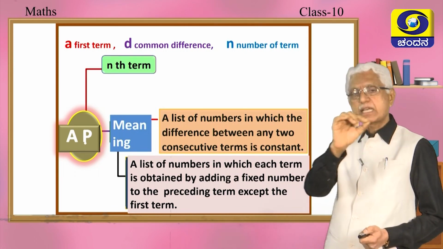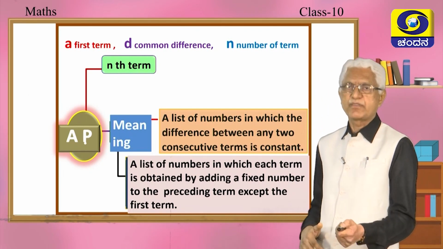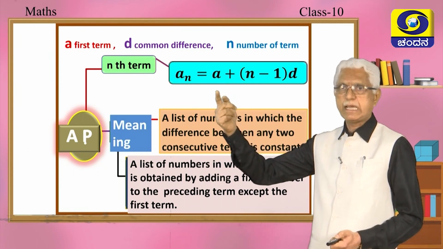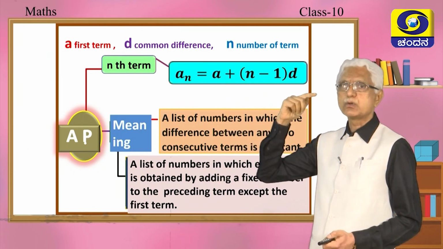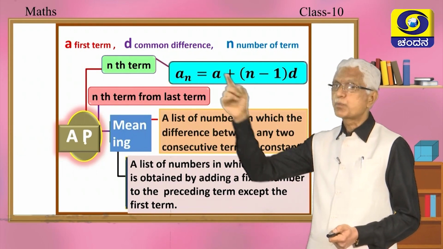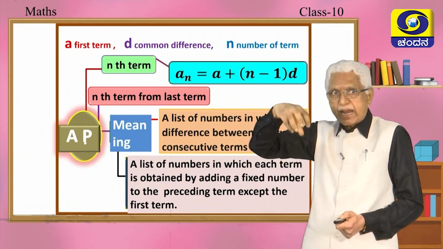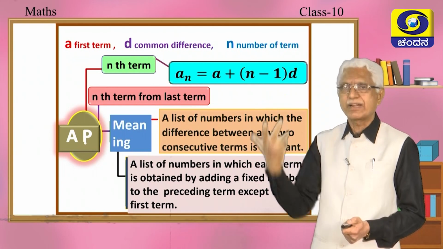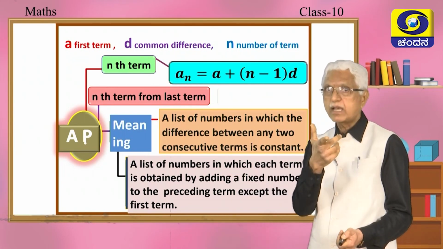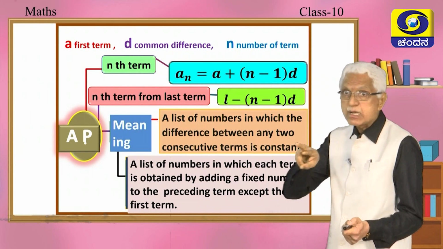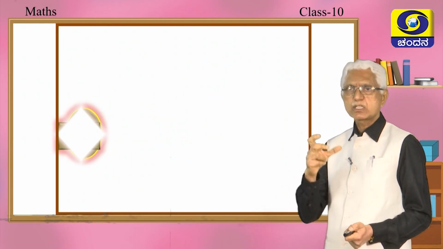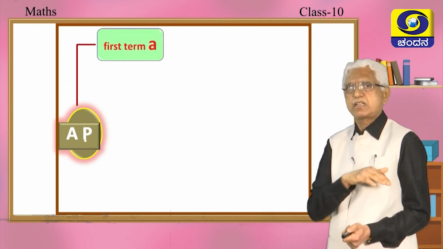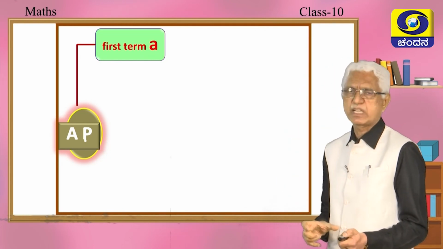And if you are given an AP, how do you find out the nth term of an AP? Nth term of an AP is given by the formula AN is equal to A plus N minus 1 into D. Remember, we did quite a few problems also. If you are given an AP, how to find a particular term from the last term, to find the 10th, to find the 20th, etc. We use the formula L minus N minus 1 into D. So, this is a brief recapitulation of whatever we have done in the first 3 sessions, my dear boys. Summary of them once again.